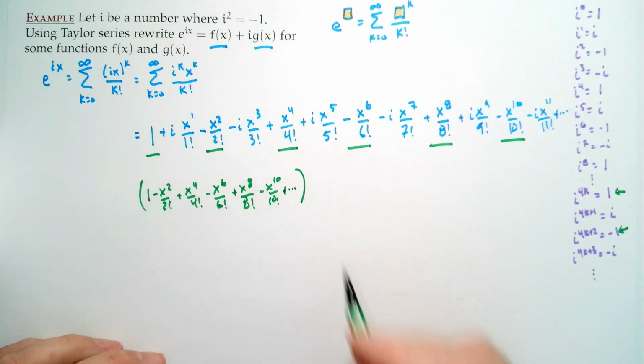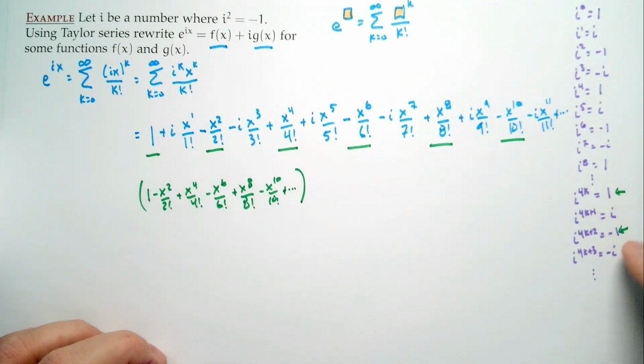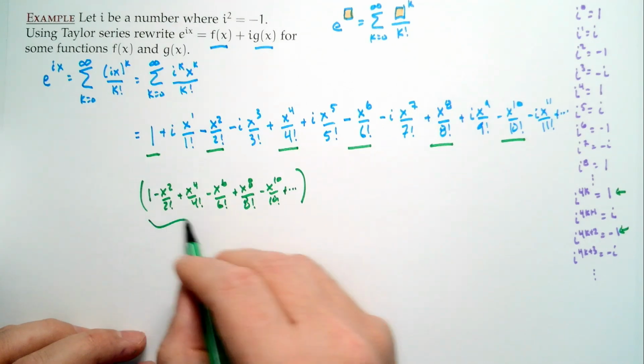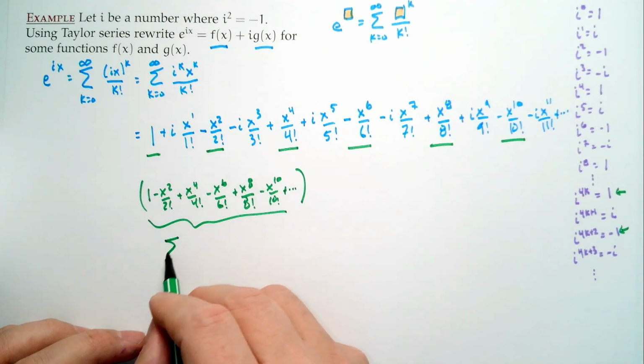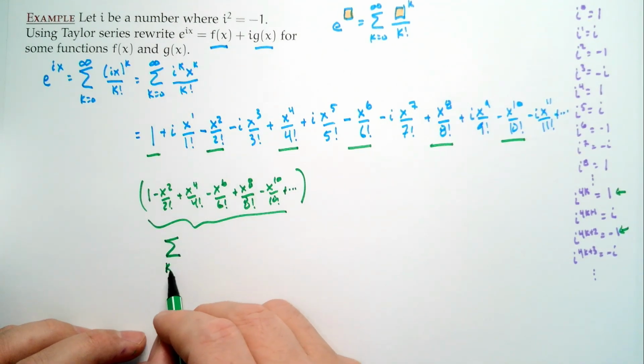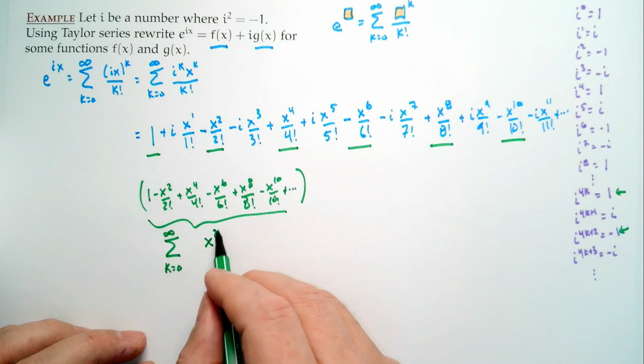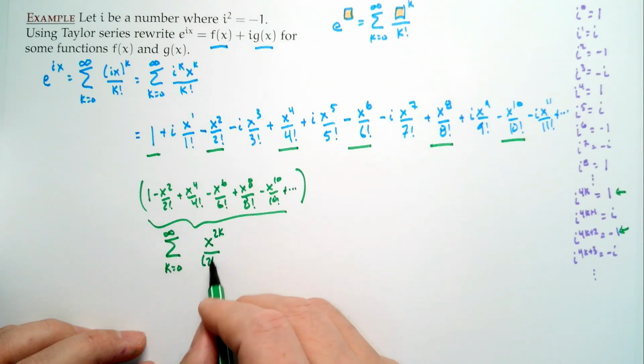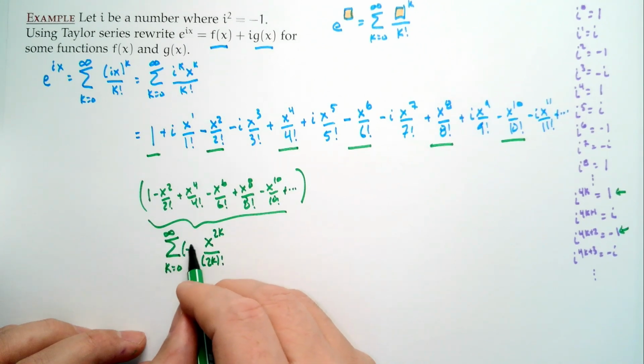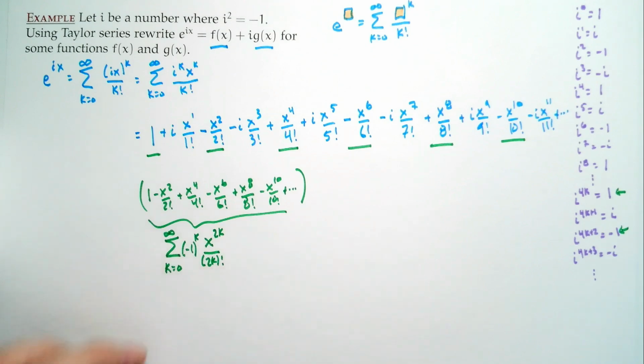And in fact, you'll notice we are going to alternate plus 1, minus 1, plus 1, minus 1. So we could compress this and say that this is the sum, 0 to infinity. We have even powers, even factorials, and then we alternate our sign. Okay, so that's the parts without an i.